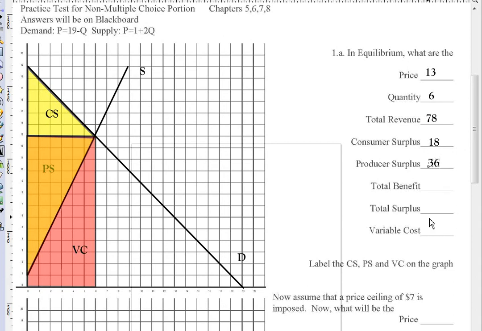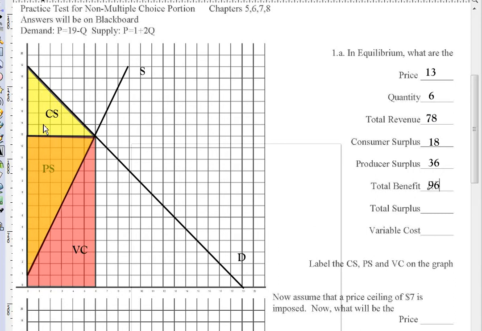Total benefit is the total area under the demand curve here. So everything under there. You can get it by total revenue plus consumer surplus. That's not what it means, but that's a way to calculate it. So total benefit you could get by 78 plus 18, 96. So remember, that's the most someone would be willing to pay to get 6 units of this product.